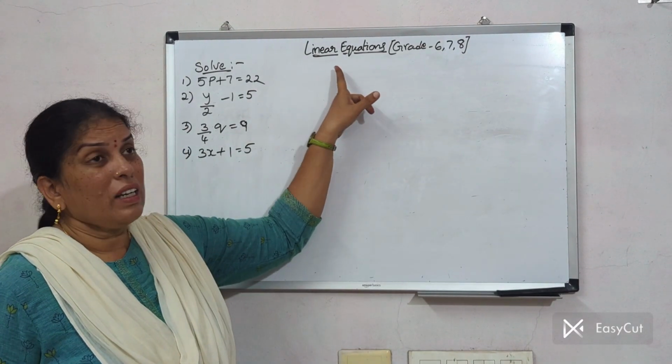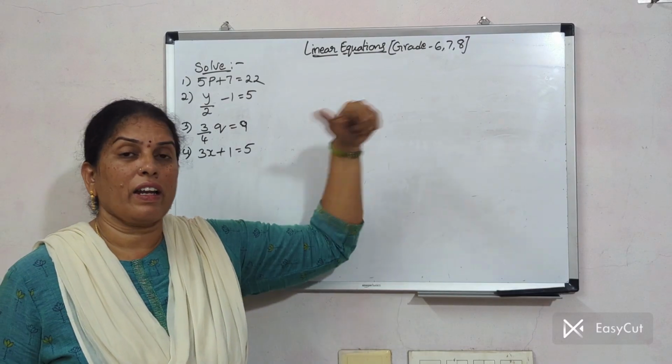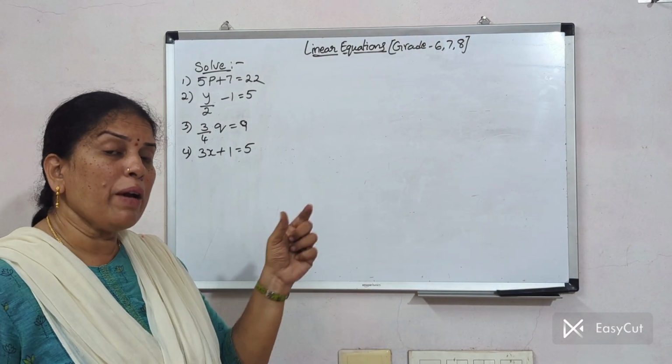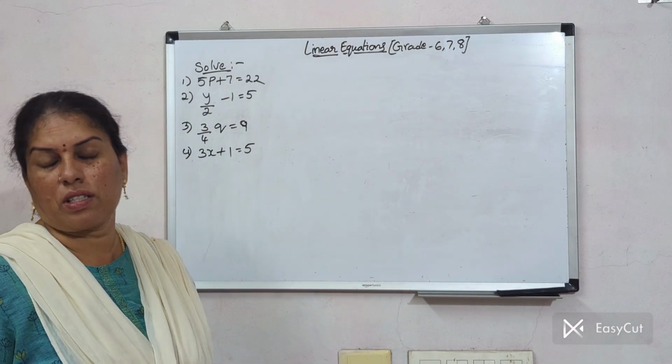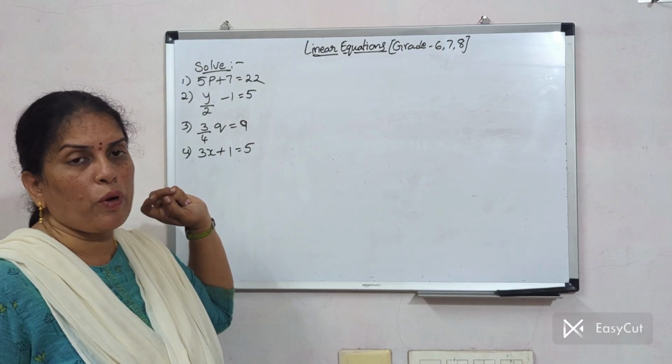This is the linear equation chapter. This chapter is very important for 6, 7, 8 and 9, 10 children. Also very important. Why? That will be a part of the solution in the higher sections. All of you understood? So solving the equation is very, very important.